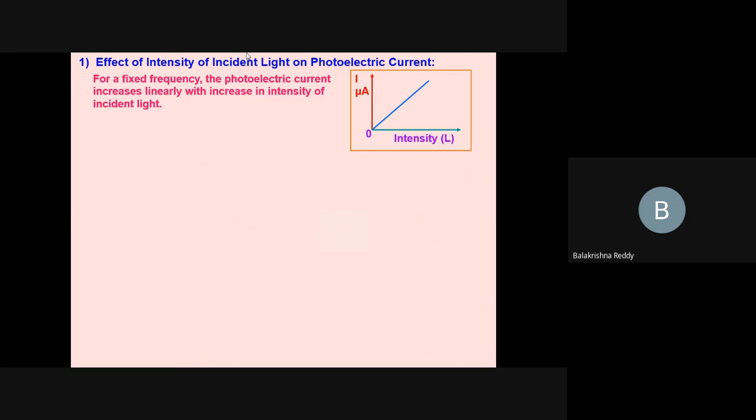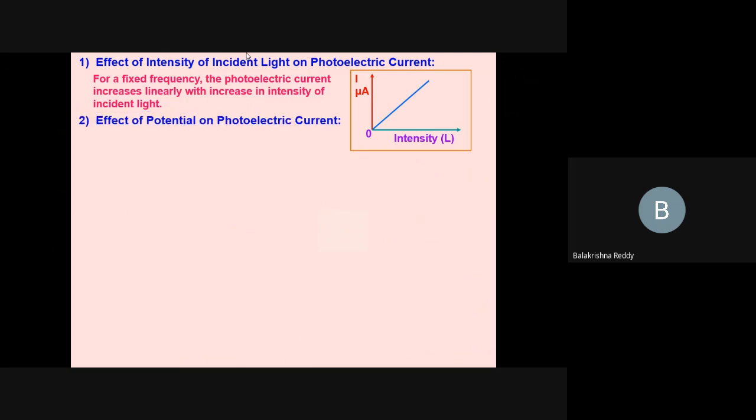For a fixed frequency, the photoelectric current increases with the intensity of light. If there is no fixed frequency, then it may change, it may affect. That's why the condition is that it must be a fixed frequency from the source. Then if the intensity of incident light increases, the photocurrent will increase linearly.